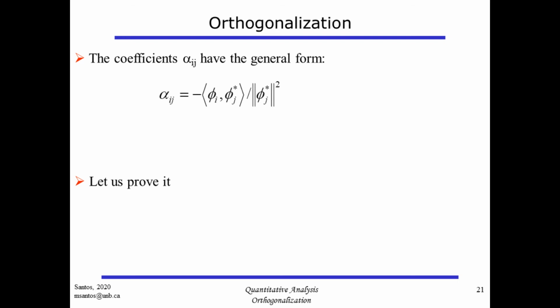They have this general form. Alpha sub ij will be equal to the inner product of an original base function i and an orthogonalized base function j divided by the quadratic norm of the base function j. Let's prove it.